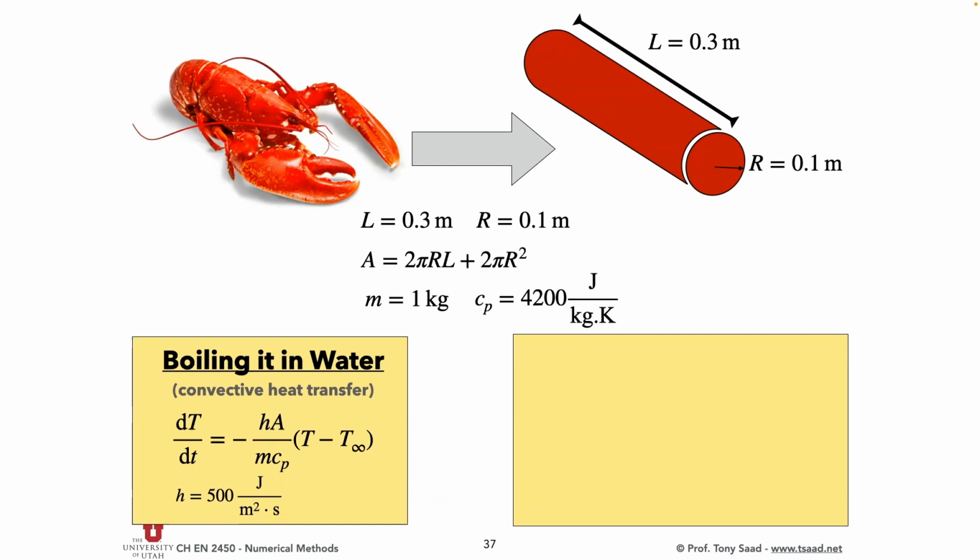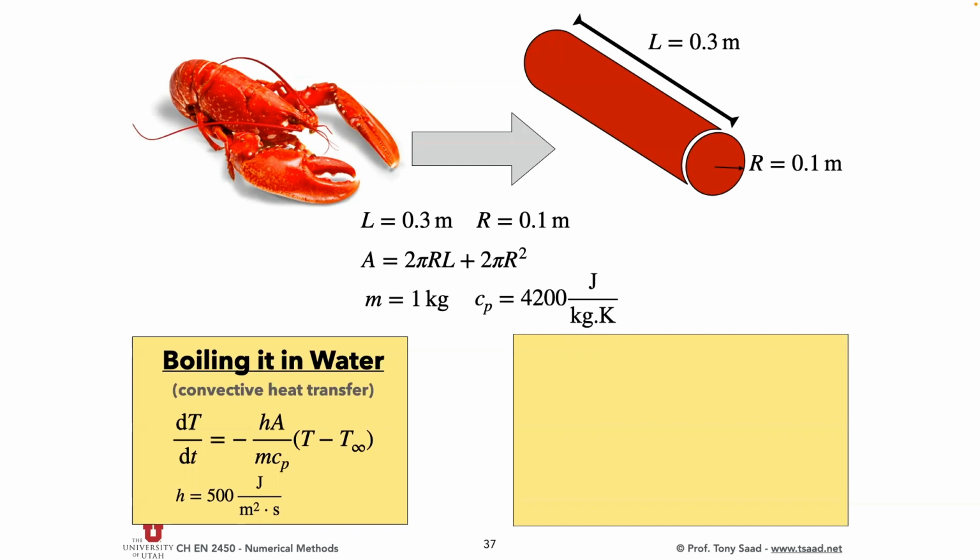Now H, A, M, and Cp. H is the heat transfer coefficient. For air, it's a lower heat transfer coefficient than water or oil. Oil has a higher heat transfer coefficient, so it transfers heat more effectively. That's why you cook fries in oil, and because it's also more delicious, and you get that delicious cholesterol. So A is the total surface area of the cylinder. M is the mass of the lobster, and Cp is the heat capacity.